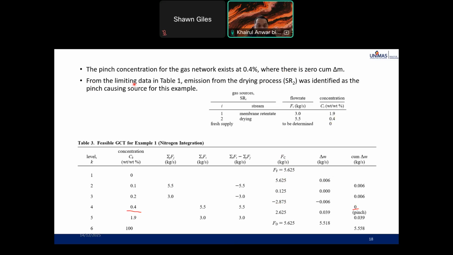From the meeting data in table 1, emission from the drying process is source 2, drying, classified as pinch causing for this example. SR2 5.5, okay. Drying outlet pinch sources.